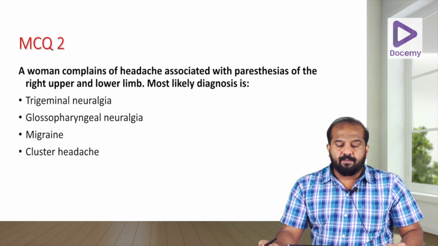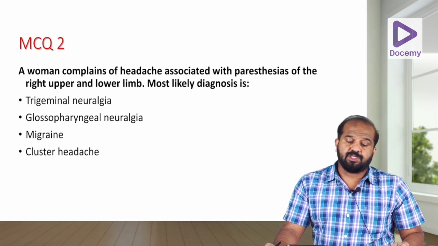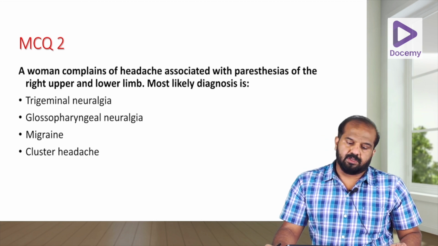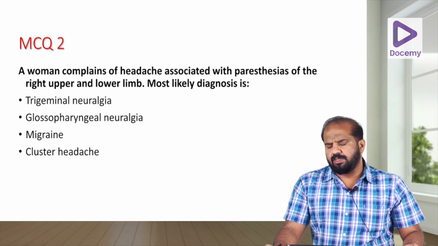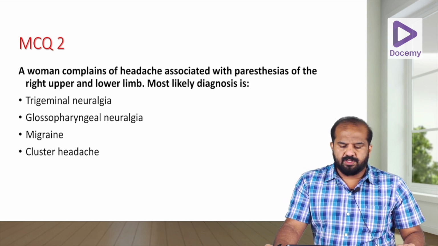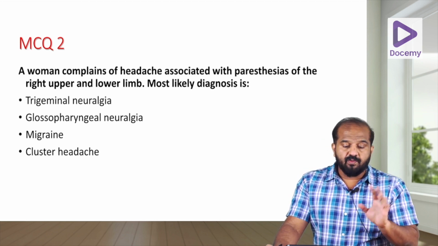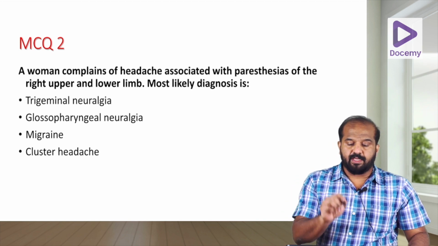Fine. A woman complains of headache associated with paresthesias of the right upper limb and lower limb. The most likely diagnosis? Trigeminal neuralgia. Oh, is it? No. Why paresthesia of the upper limb? No, it is not there. Glossopharyngeal neuralgia? No. Migraine, can it have? Yeah. One, it is a woman. So we will vote for migraine first.